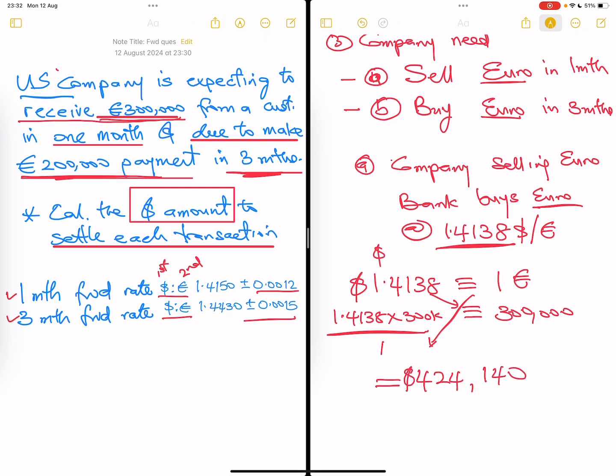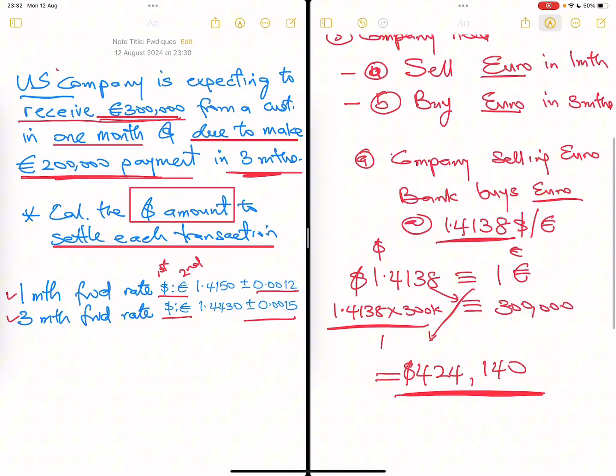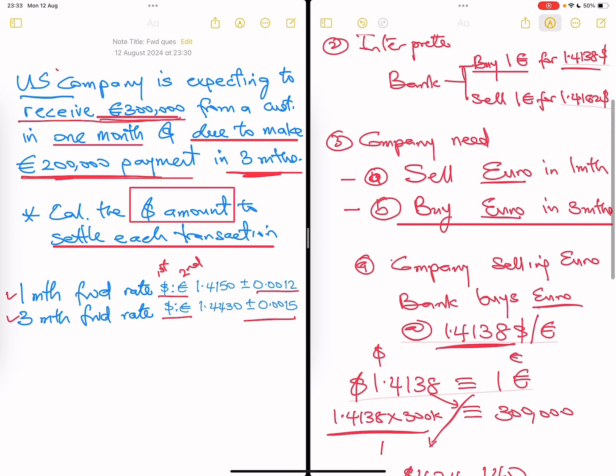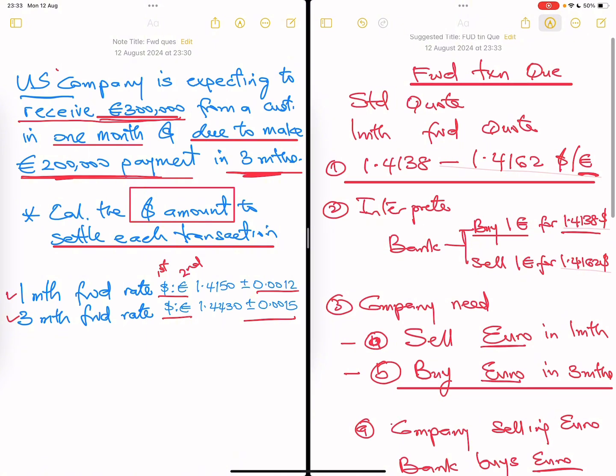Remember, this is the dollar side and this is the euro side. So this is the dollar amount. It's as easy as that. Let's look at the B part, which is company needs to buy euro. Remember, we're using 1.438 because this is the 1 month quote that we're dealing with.